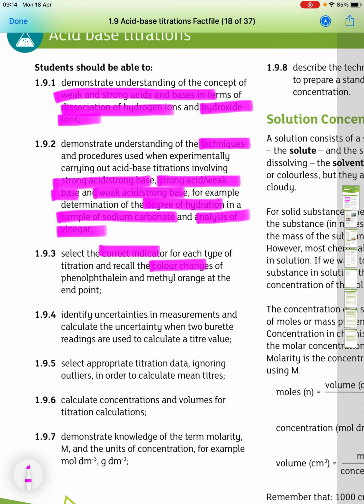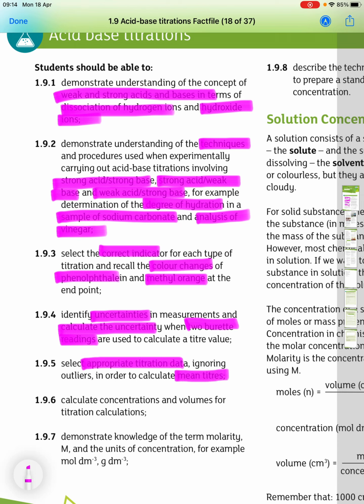You should be able to select the correct indicator for each type of titration and recall the colour changes of phenolphthalein and methyl orange at the end point. Identify uncertainties in measurements and calculate the uncertainty when two burette readings are used to calculate a titer value. Select appropriate titration data ignoring outliers in order to calculate mean titers.